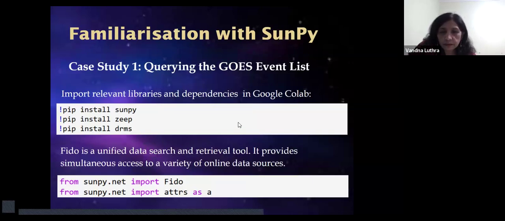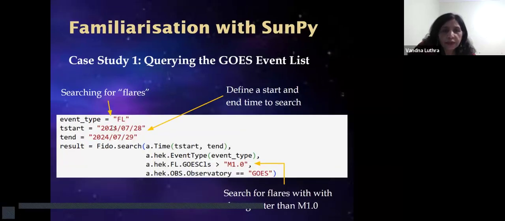In that, we want to know in a particular time domain how many flares occurred which were of intensity greater than M1.0. So we will write event type to be FL; FL is for flares. T start is in the format of year, month and date within quotation marks, so it is 2024-07-28. And T end tells us the end date up to which we want to search for a particular event type, which is a flare.